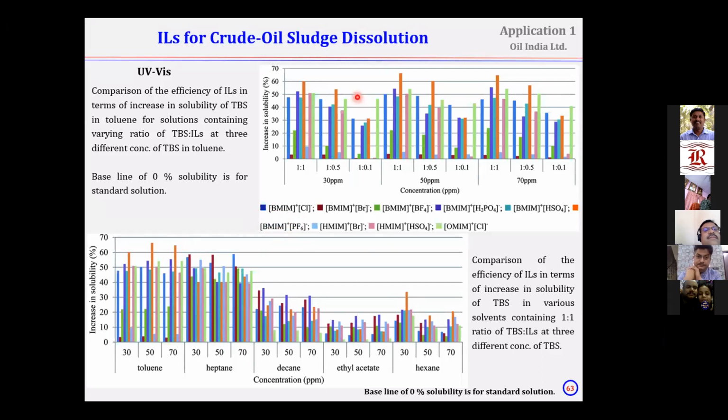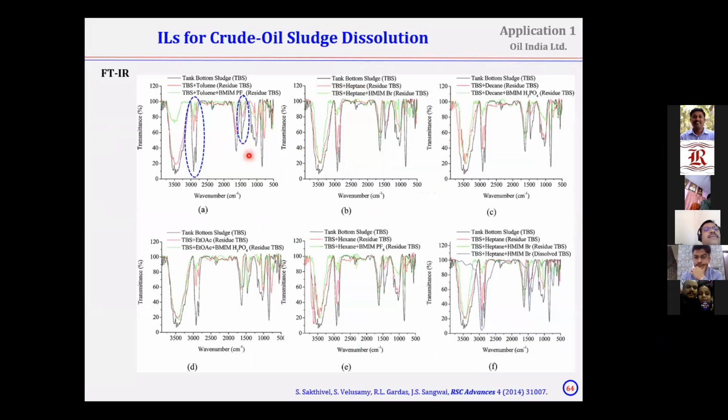Well, we have confirmed this through UV. We also confirmed this reduction in the bottom part by IR. You can see the stretching frequency and the bending frequency around 1450 and 2950. The black one is for tank bottom sludge. The red one is the tank bottom sludge and the organic solvent, in this case toluene. And the green one is after adding ionic liquid, in this case BMIM PF6. So you can see the intensities are going down. That means the concentration in the bottom is going down. That means it is dissolving in the upper phase, that is the toluene rich phase.